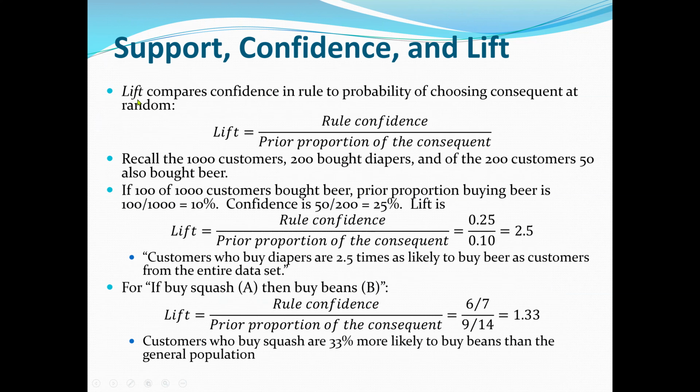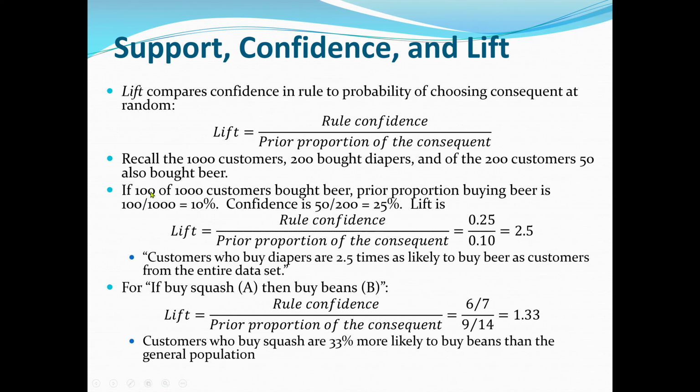So again, lift compares the confidence in a rule to the probability of choosing the consequent at random. So lift will be the rule confidence divided by the prior proportion of the consequent. So we should recall the example. We have 1,000 customers, 200 bought diapers, and of the 200 customers, 50 also bought beer.